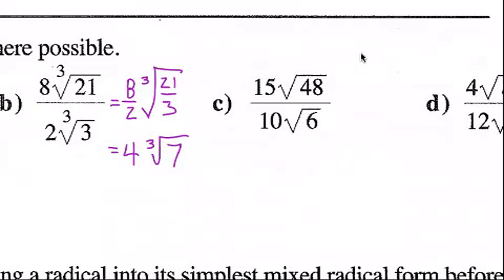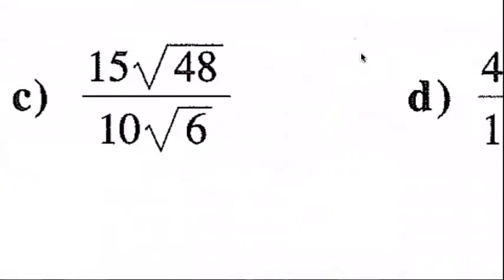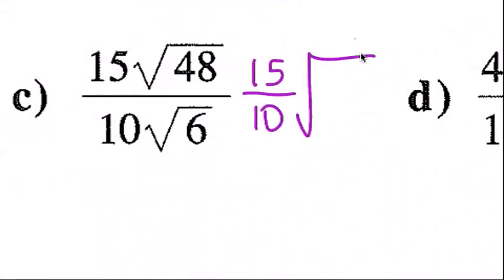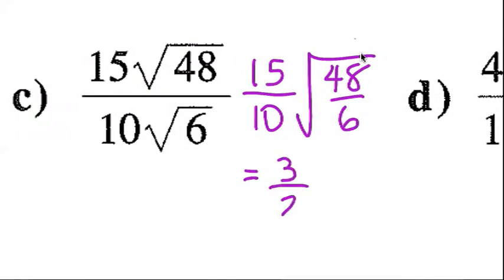Question C. 15 square root 48 over 10 square root 6. Now I can see that 6 goes into 48, so I'm going to write this as a big radical. It's going to be 15 over 10, big radical, 48 over 6. Well, 15 over 10 reduces. If they both divide by 5, that's going to be 3 over 2. And 48 divided by 6 is 8.